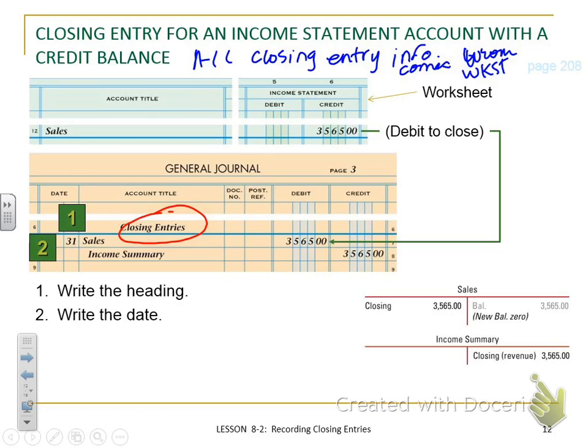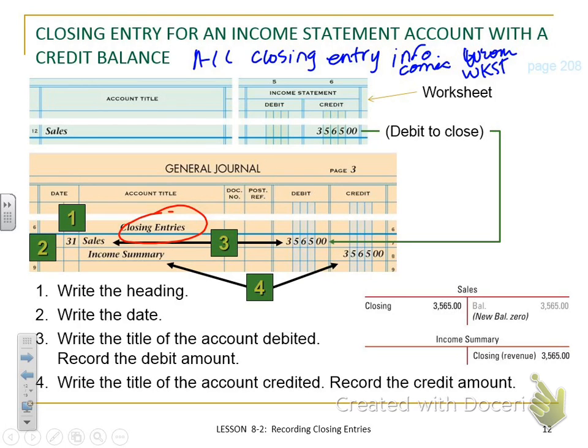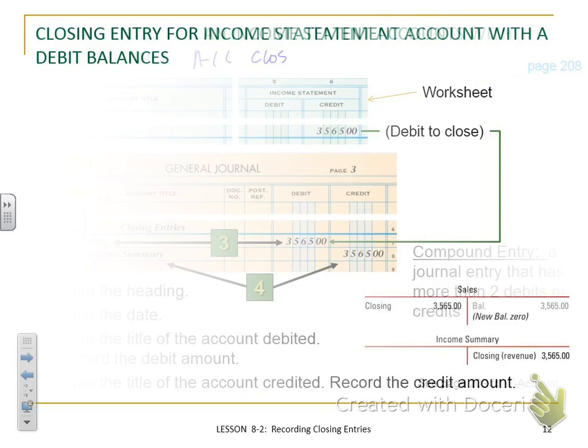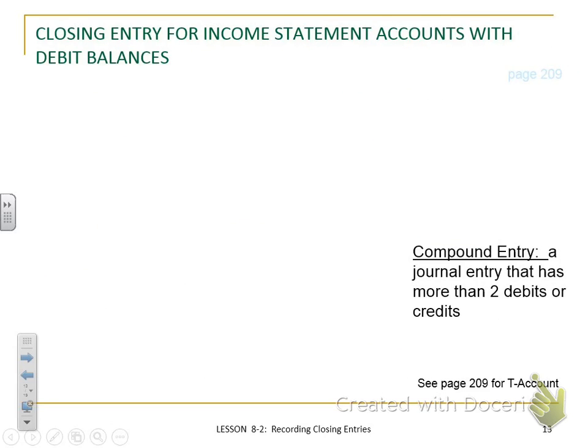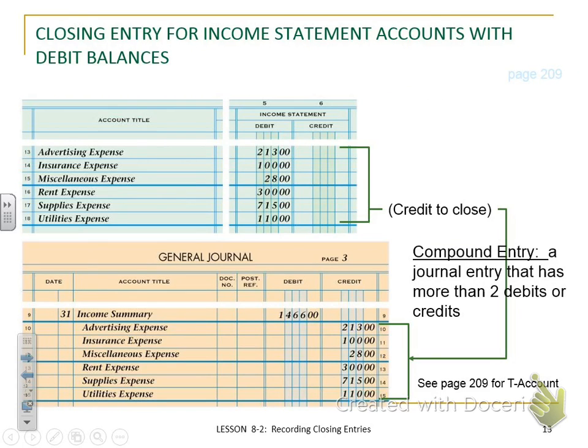So these are just the steps. Write the heading, write the date, write the title of the account, and debit it. Write the title of the account and credit it. Second account entry is going to be to close out all of our expenses. This is another one of those compound entries. We're going to close out all of our expense accounts in one journal entry. So again, this blue part is our worksheet.